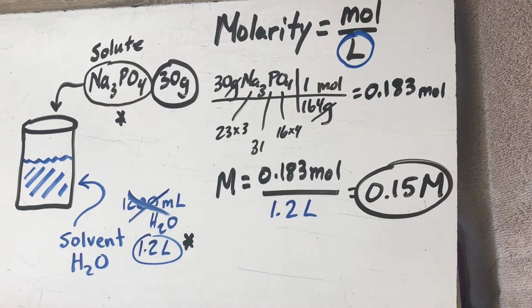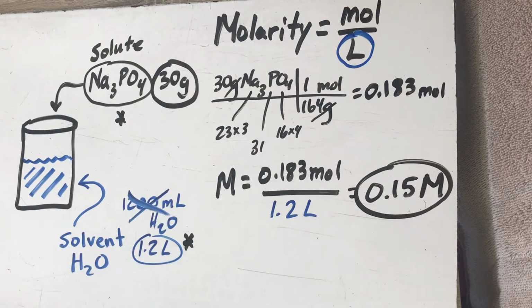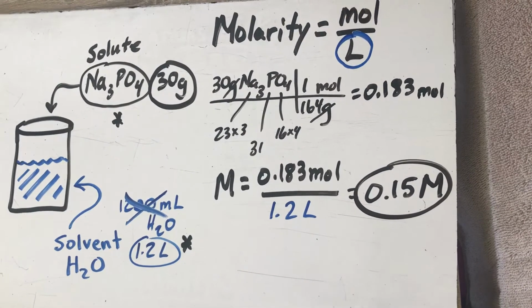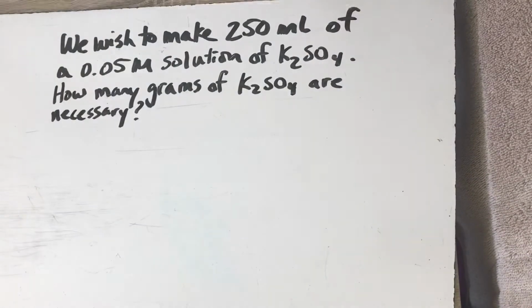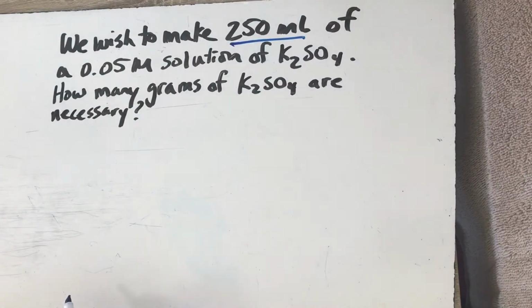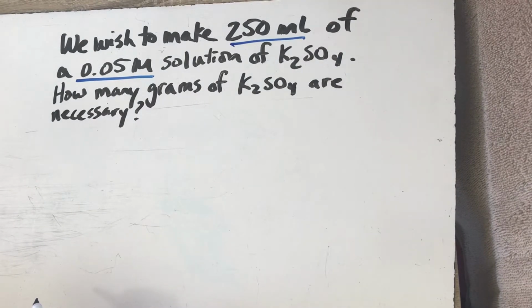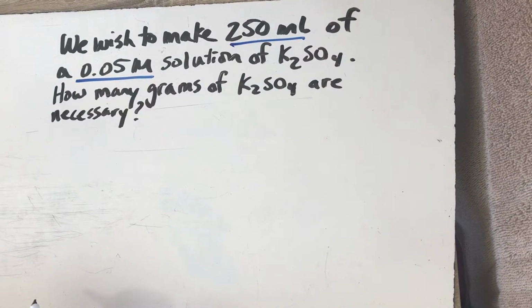What I want to show you now is how do I deal with a molarity if I see it and interpret it in light of something else. So I have a different problem. Okay, this is calculating molarity from scratch. Now let's take a look at how this one is the same type of information but slightly different. This says we wish to make 250 milliliters of a 0.05 capital M, so that's molarity right there, a 0.05 molar solution of potassium sulfate.